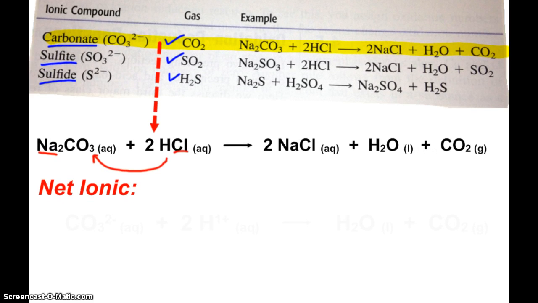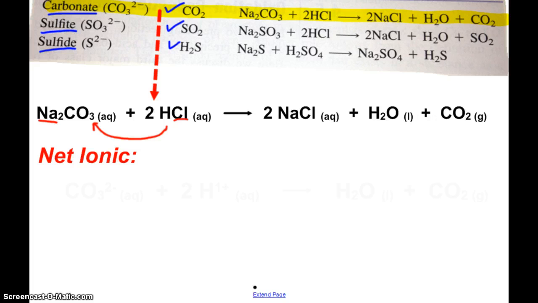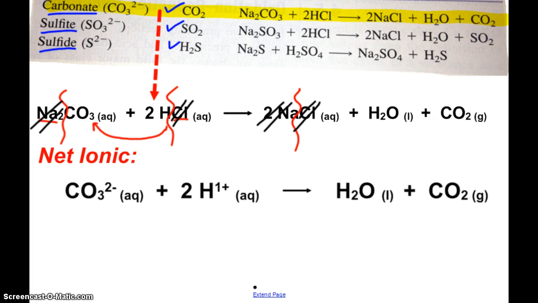Last thing here, the net ionic of this equation. Okay, sodium carbonate breaks apart, hydrochloric is strong, breaks apart, sodium chloride breaks apart. So we can say bye to the sodiums, we can say bye to the chlorides, and we end up with carbonate ion plus 2 hydrogen ions making my liquid water and carbon dioxide gas. We're going to spend time in class going over this and examples, so if it was a little confusing to follow along, bear with me.